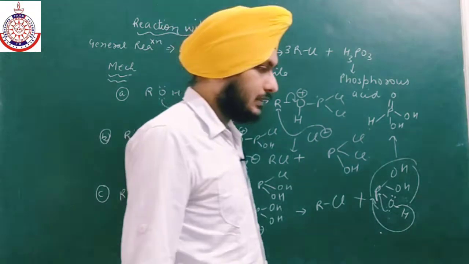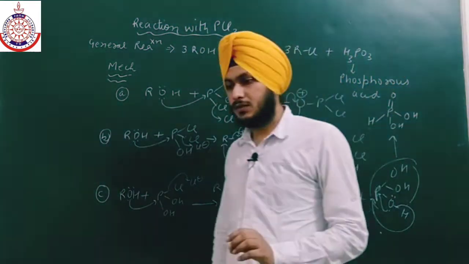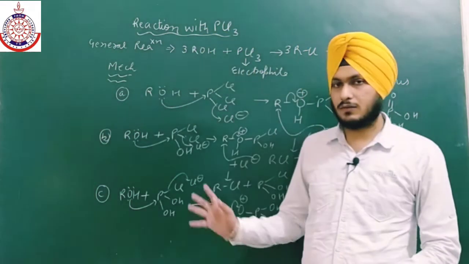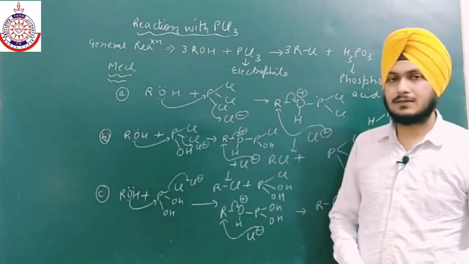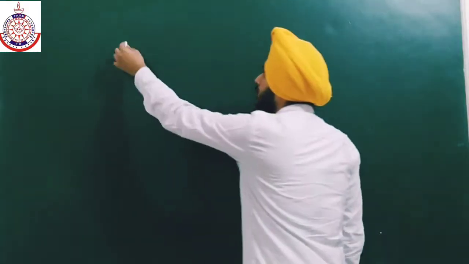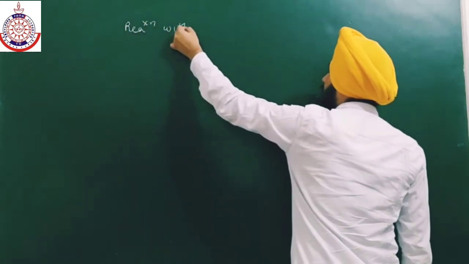So this is the whole mechanism, and the mechanism is so simple because we know all the basic things of organic. So we move on to the next reaction with PCl5. Next we have the reaction of alcohol with PCl5.